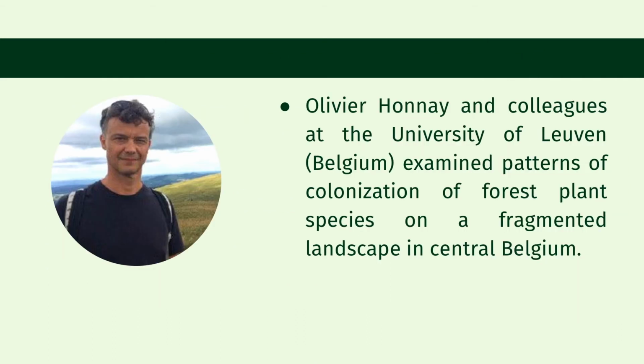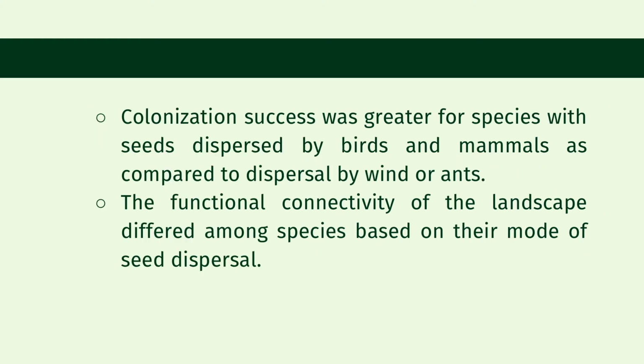Olivier Honnay and colleagues at the University of Leuven examined patterns of colonization of forest plant species on a fragmented landscape in central Belgium. The researchers found that for all species, the probability of successful colonization of a forest patch declined with distance from the nearest source population. Colonization success was greater for species with seeds dispersed by birds and mammals as compared to dispersal by wind or ants. The functional connectivity of the landscape differed among species based on their mode of seed dispersal.